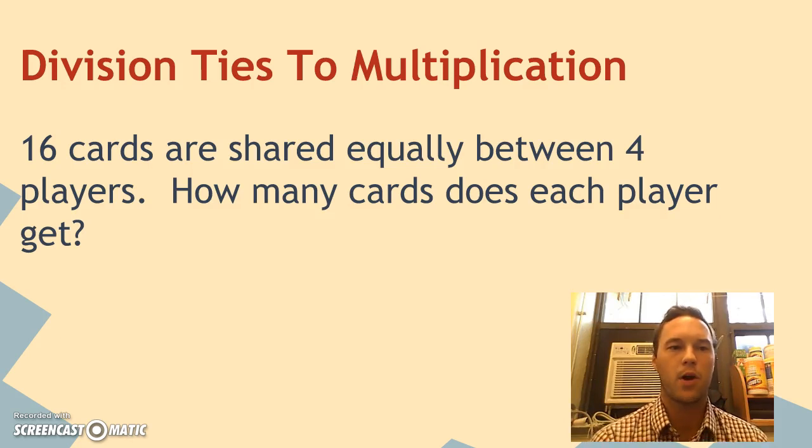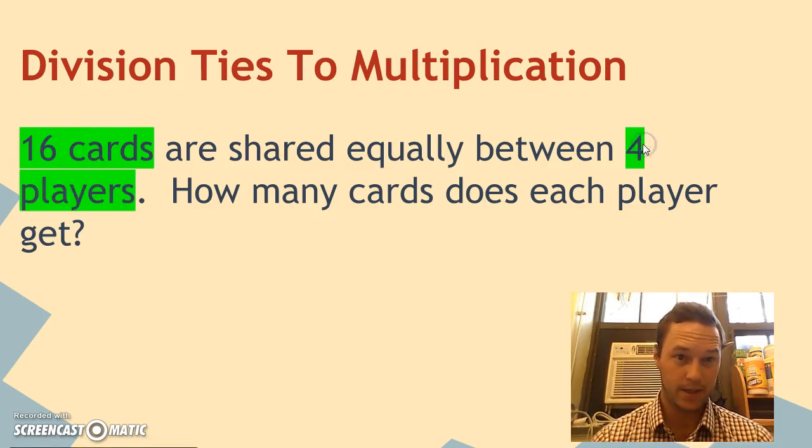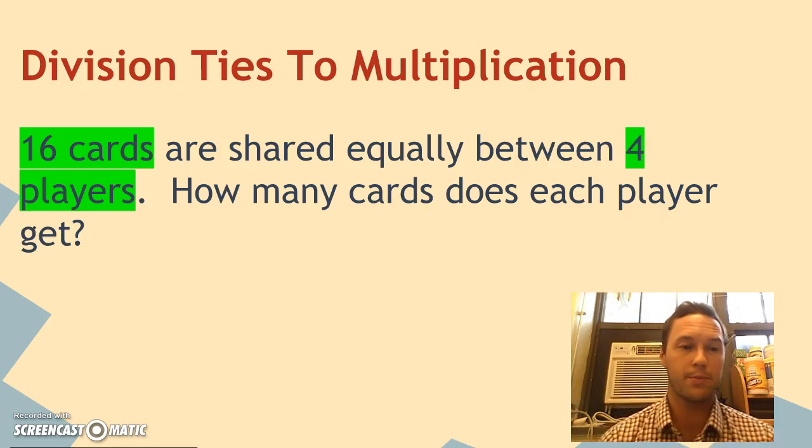Hopefully you've had a second to pause and find the important parts. Our important parts we'll find after we read the whole question, because we want to get through the whole question to make sure we're not leaving anything out. 16 cards are shared equally between 4 players. How many cards does each player get? So, I see that 16 cards is really important. And we're going to have 4 players again. So we have 4 people that we're splitting this up between.